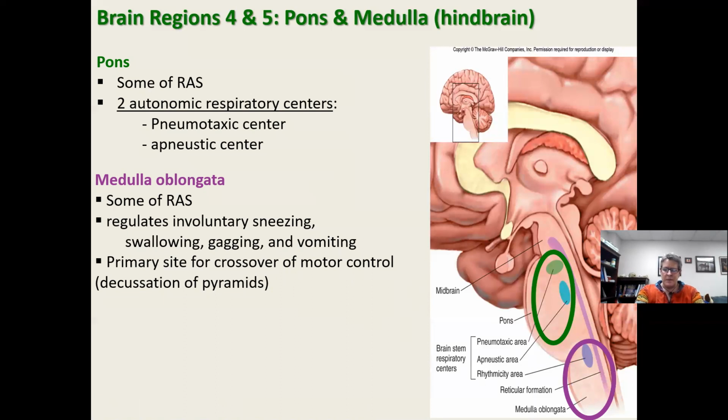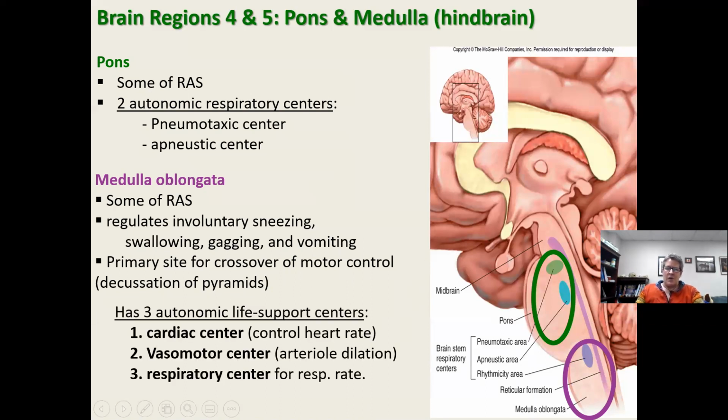But I want to get to these centers. Now, the medulla has a cardiac center to control your heart rate, to increase it or decrease it if your blood pressure drifts outside of normal range, and that's part of a negative feedback mechanism. It also has a vasomotor center. The vaso means blood vessels. It means arteries. When your blood pressure is outside of normal range, your medulla's vasomotor center can vasodilate arteries to decrease blood pressure or vasoconstrict them, narrow them, to make blood pressure go up.